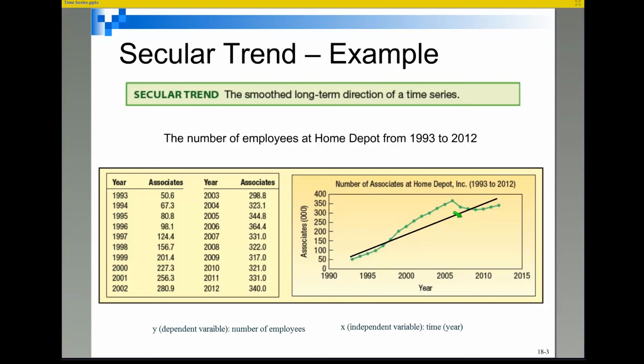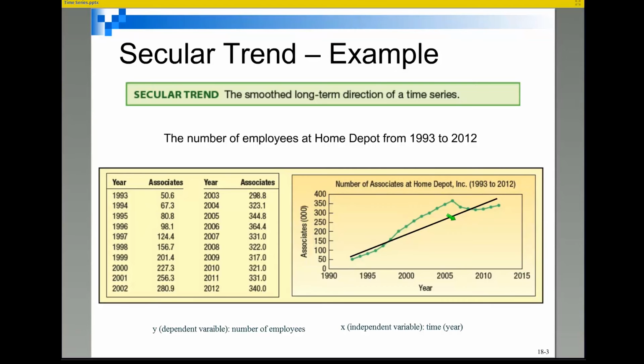That's the simple linear regression you're gonna run, and then you will get this secular trend. Of course, when I say the x variable is time or year, you wouldn't use 1993, 1994. Instead, you're gonna use 1 to denote 1993 and 2 to denote 1994. First year, second year, third year. Then you run the regression, you would get the straight line. That's the secular trend.